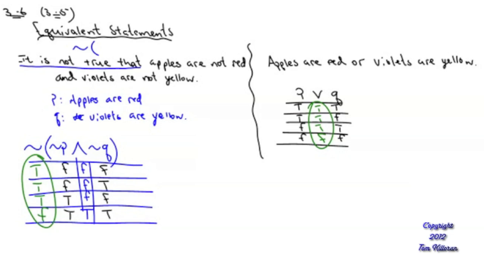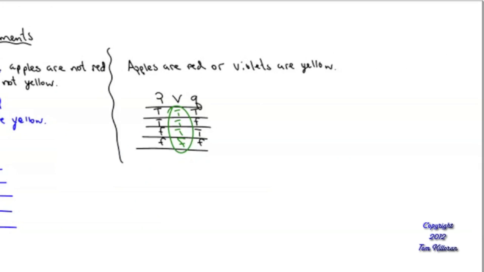Right. Now, here's the cool thing. The answer to this one, the it is not true one, is true, true, true, false. The answer to this one over here is also true, true, true, false. They're identical. They're equivalent. So I can say without a doubt that it is not true that not P and not Q is equivalent to P or Q. Remember, three lines reads equivalent. That's it. So I guess my next question is this. If I had this, what would it be equivalent to? P and Q.